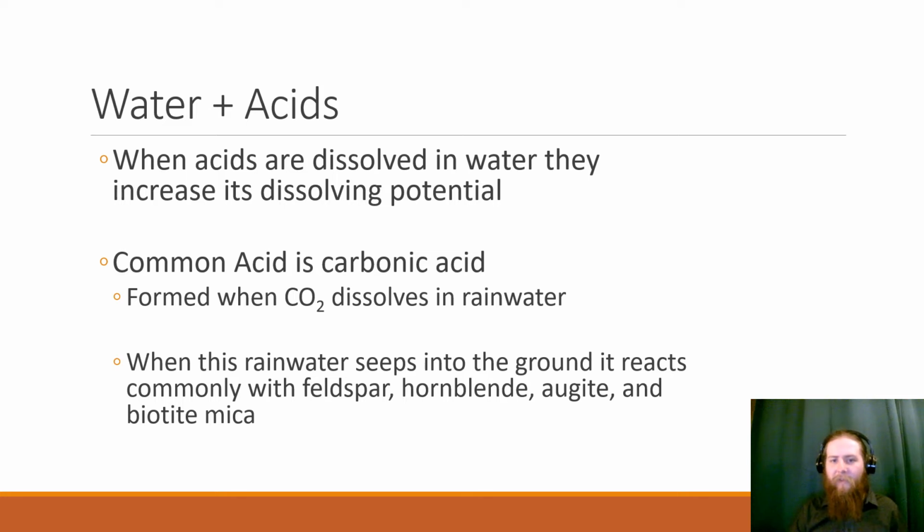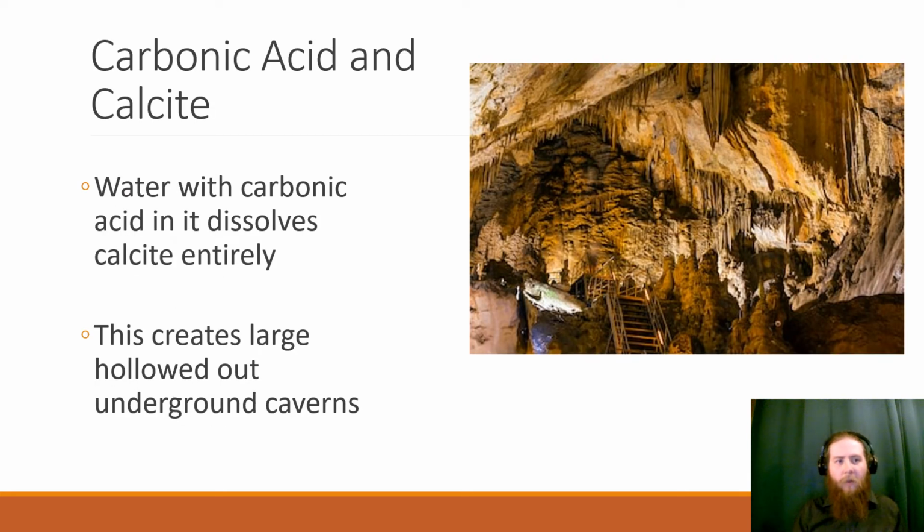When this rainwater seeps into the ground, it's going to more aggressively react with feldspars, hornblendes, augites, and biotite mica to weather this rock away. One of the substances that carbonic acid really likes to weather is calcite. It dissolves pretty much entirely when it's exposed to water with carbonic acid. This creates very large, hollowed out underground caverns. This weathering is occurring down here, but that does have its own risks associated with it.